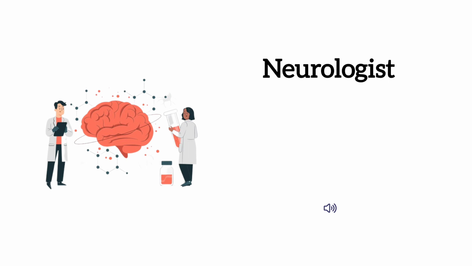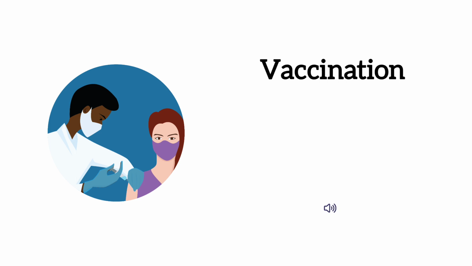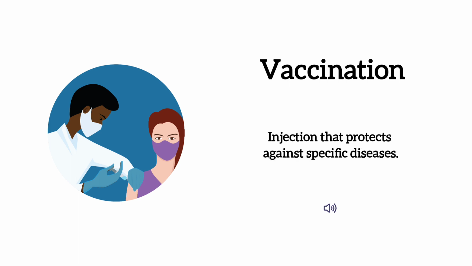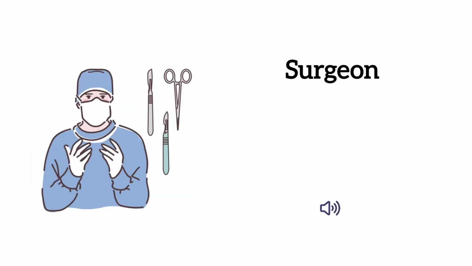Neurologist. Doctor specializing in the nervous system. Vaccination. Injection that protects against specific diseases. Routine check. Regular health examination. Surgeon. Doctor who performs operations.